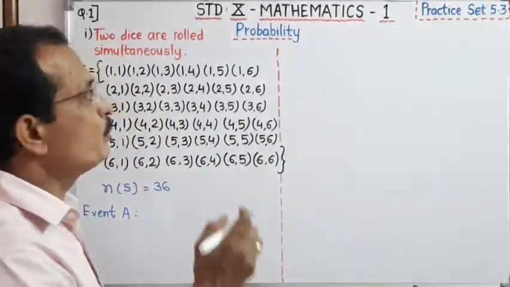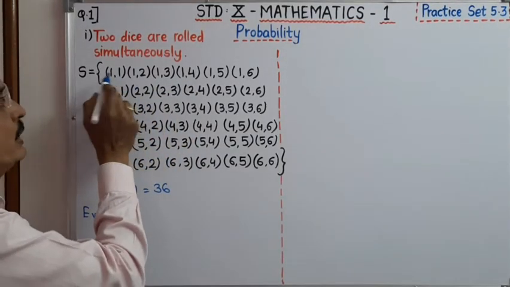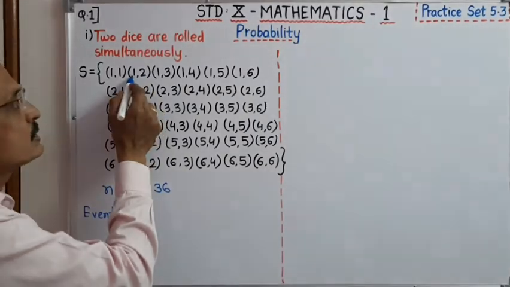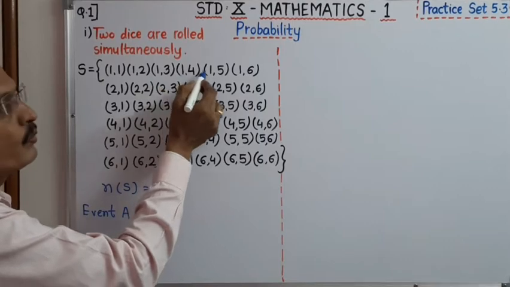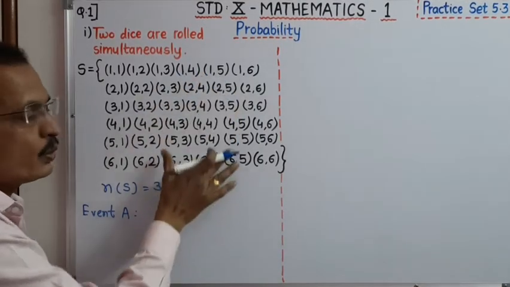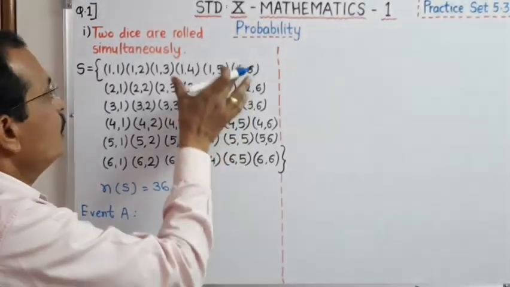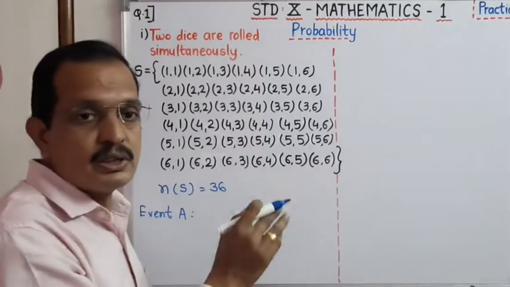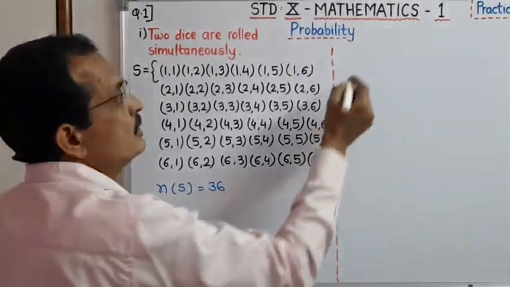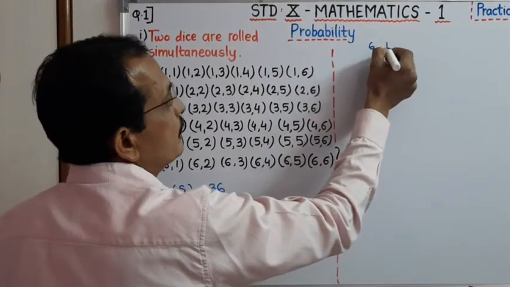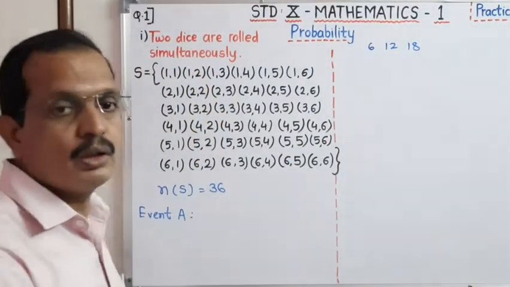Dear student, we have to make the sum of the digits on the upper faces. See here, 1 and 1, it is 2. 1 plus 2, it is 3. 3 plus 1, 4. 4 plus 1, 5. 5 plus 1, 6. Like this we have to make the sums, and we have to choose the sample points whose sum is a multiple of 6. A multiple of 6 means the sum should be 6, then 12, 18. Like this we have to find out the outcomes.